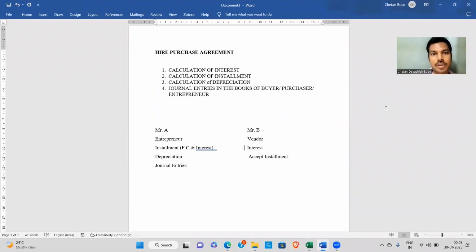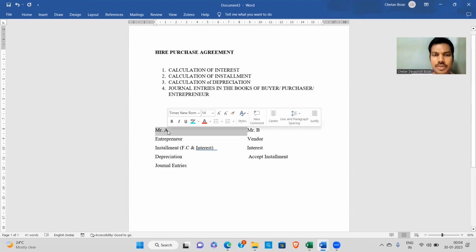And today we are going to discuss a topic, hire purchase agreement. Well, we will try to understand what exactly a hire purchase agreement is. When an entrepreneur or a purchaser or a buyer enters into a hire purchase agreement, simultaneously we are also going to learn what are the various aspects that we need to take care of when we are entering into a hire purchase agreement. So, for our understanding, let us take one case.